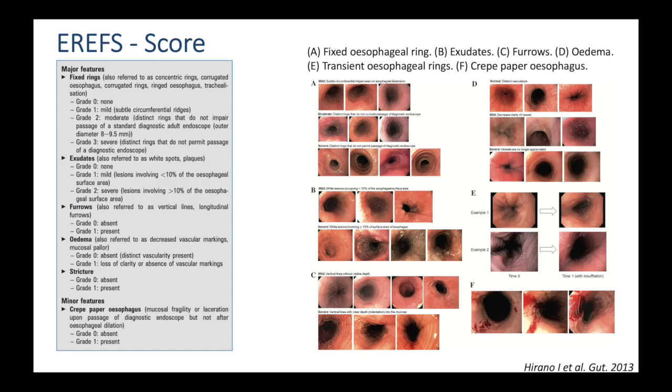In 2013, Hirano and colleagues proposed and validated a standardized classification to describe typical endoscopic features of EoE, the EREFS score. Rings, furrows, edema, exudates, and strictures showed good inter-observer agreement.